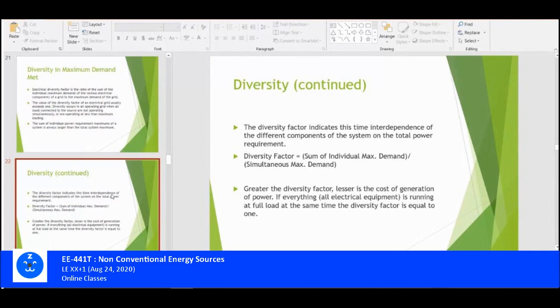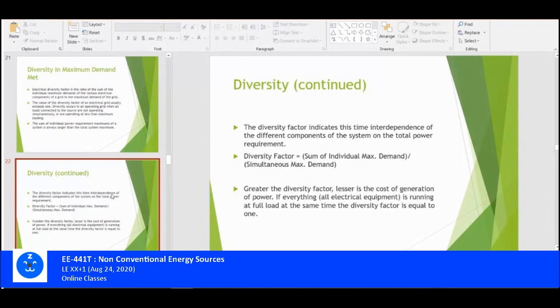Now, the greater the diversity factor, the lesser is the cost of generation of power. How can we say that? If the diversity factor is greater, cost of generation is somewhat lower. If everything, all electrical equipment, is running at full load at the same time, the diversity factor is equal to 1. But that is not the nature of the demand curve.